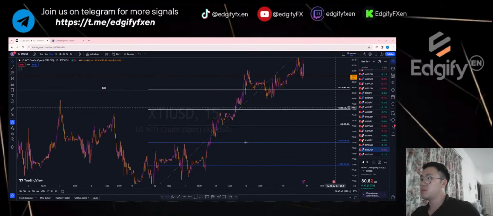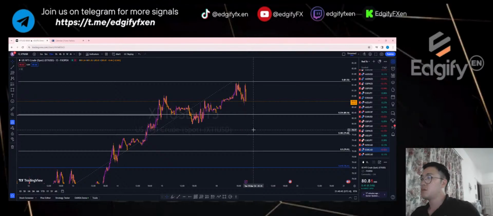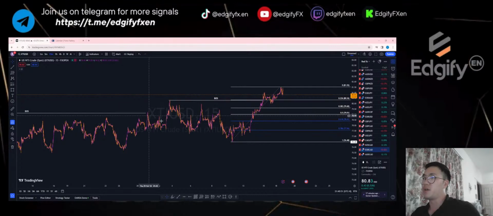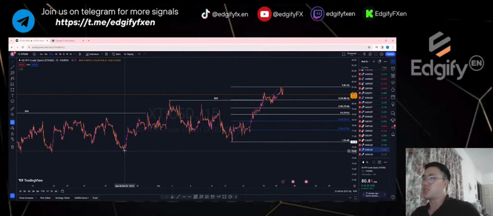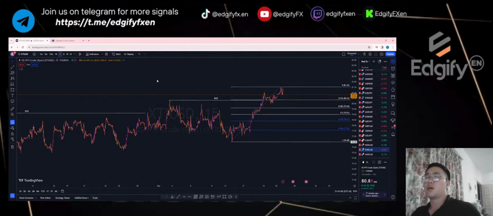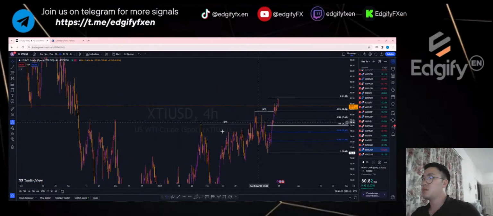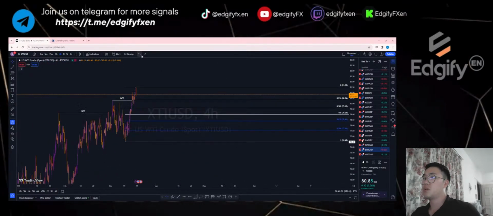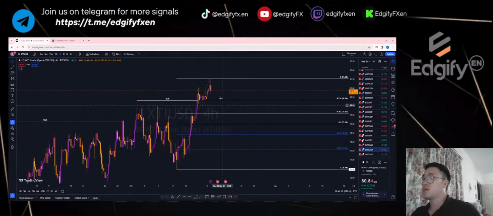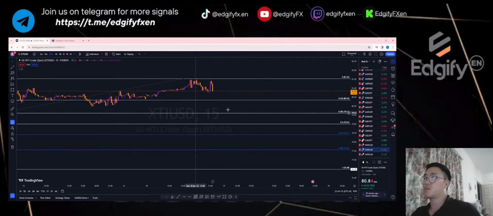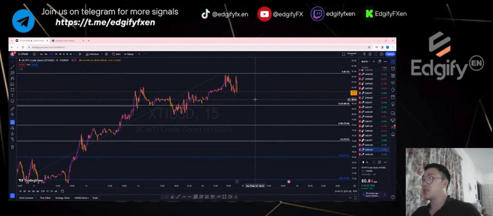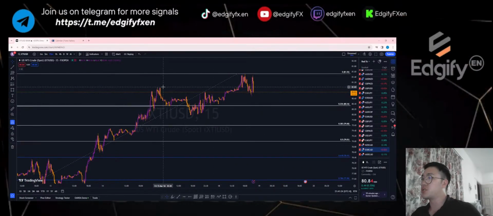Alright, let's look at the 15. So basically, if we look at any other time frames, right, we do see the momentum of XTI USD is actually climbing towards the upside, right? We do see the momentum that is going higher. All right. Based on my hour 4, let me just check 1 minute. We can try taking a sell, right? But we need to look at where we are going to sell.